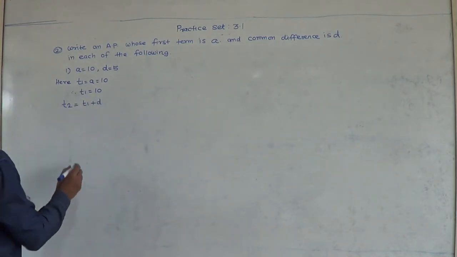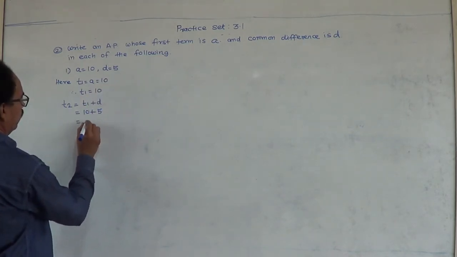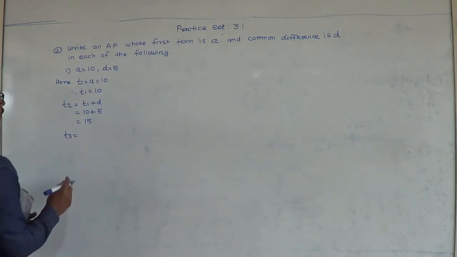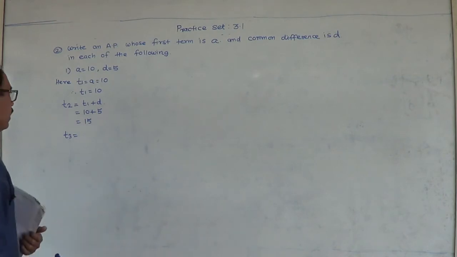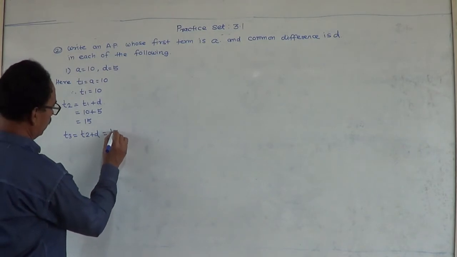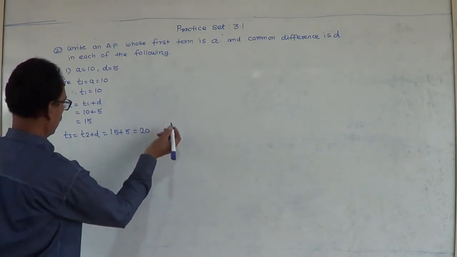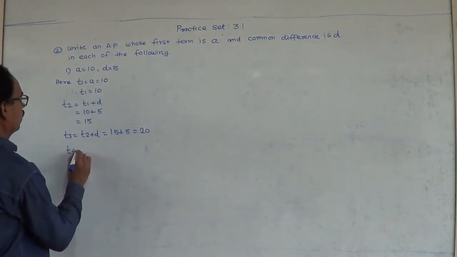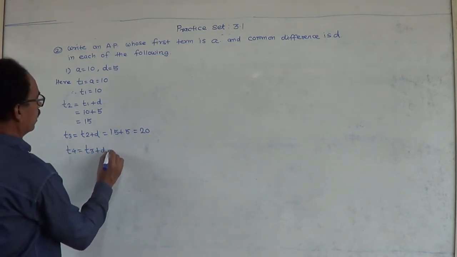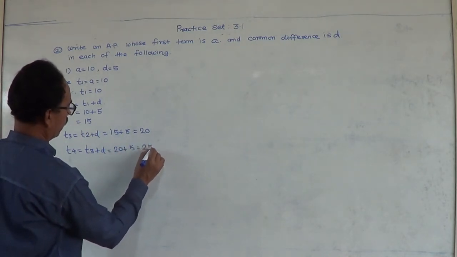T1 plus D, that is 10 plus the value of D is 5 and we will get T2 equal to 15. Then what about T3? T3 will be the T2 plus again D. T2 plus D, where T2 is 15, the value of D is 5. So we will get this is 20. Again to find T4, we will add D to the T3, so here 20 plus D, that is 5 and we will get 25.